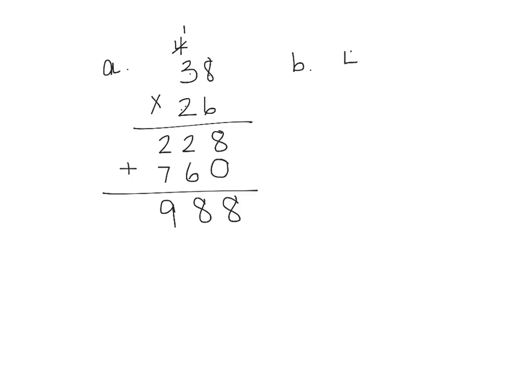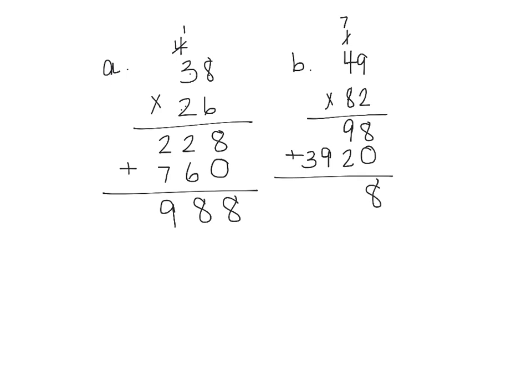49 times 82. 2 times 9 is 18. Carry my 1. 2 times 4 is 8, plus 1 is 9. Place filler 0. Let's go to our tens column. 8 times 9 is 72. I'm going to cross that out so I don't forget. 8 times 4 is 32, plus 7 is 39. Add these up. 8 plus 0 is 8. 9 plus 2 is 11. 9 plus 1 is 10. And 1 plus 3 is 4, 4,018.